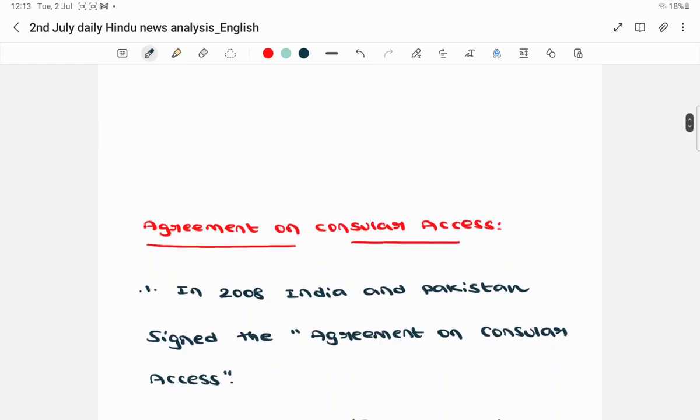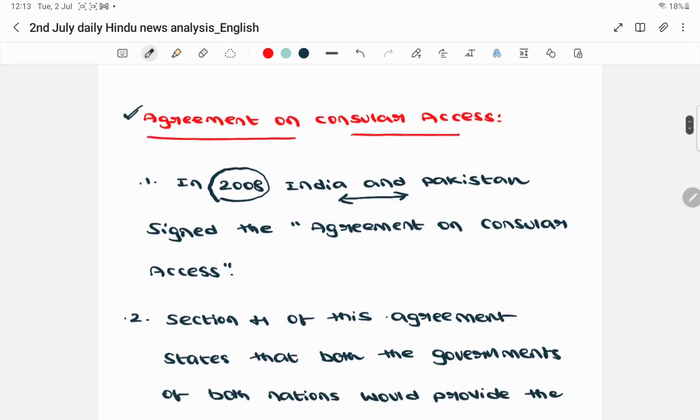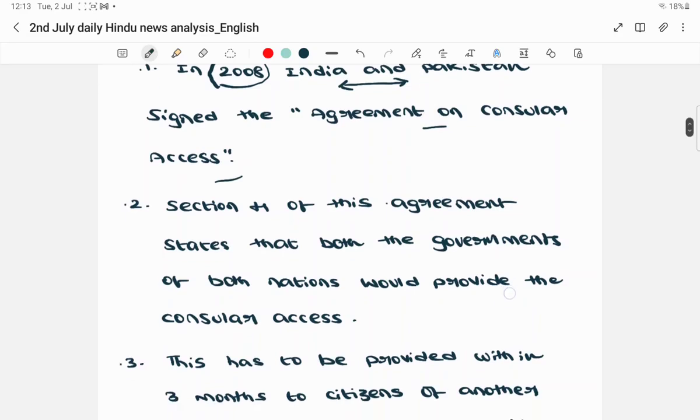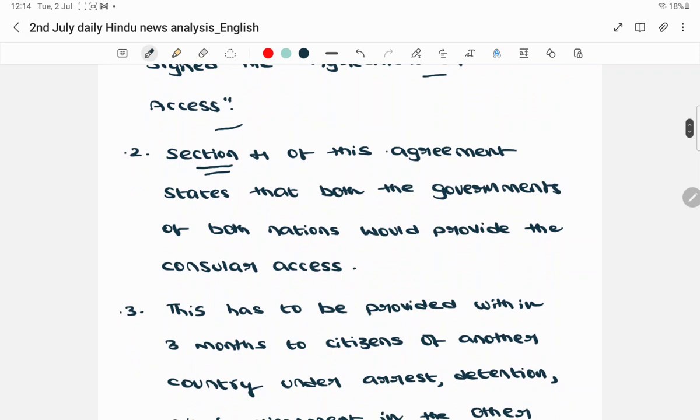The first and foremost point, this is the agreement on consular access, and it was signed in the year 2008 between which two countries? Between India and Pakistan. Then second point, in this agreement on consular access, there is an important section called section 4. This agreement states that the governments of both the nations would provide the consular access.